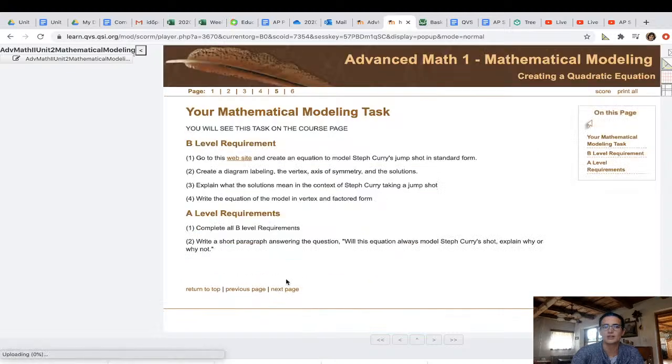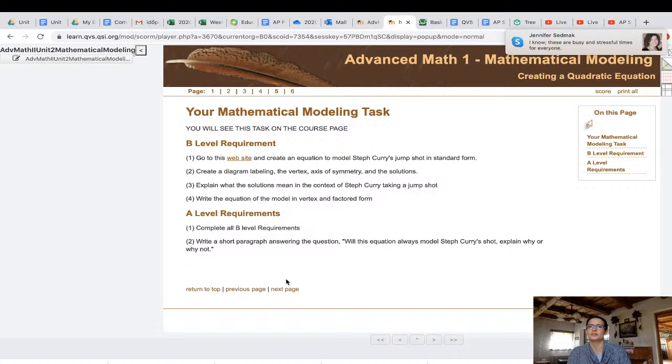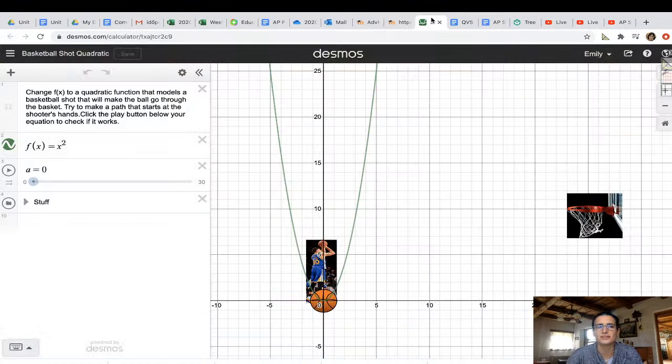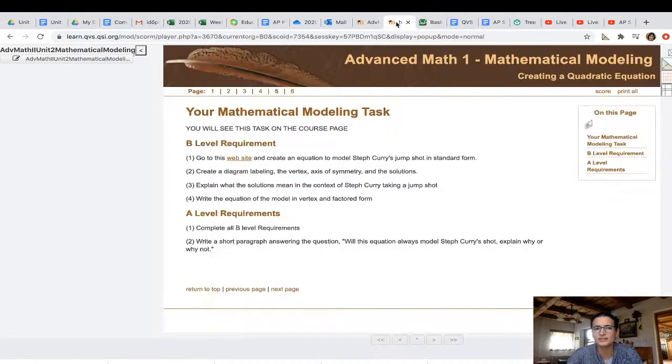If you get stuck on it, I'll help. But this is more of what we're working on here. So we're going to go to this website. There's a little activity here, and you're going to play around with the slider to see if you can make Steph Curry's shot go in, and you're going to come up with a quadratic function that works. And you're going to create a diagram of that, labeling the vertex, the axis of symmetry, and the solutions. Explain what the solutions mean in terms of his jump shot. Write the equation, the model, in vertex and factored form.